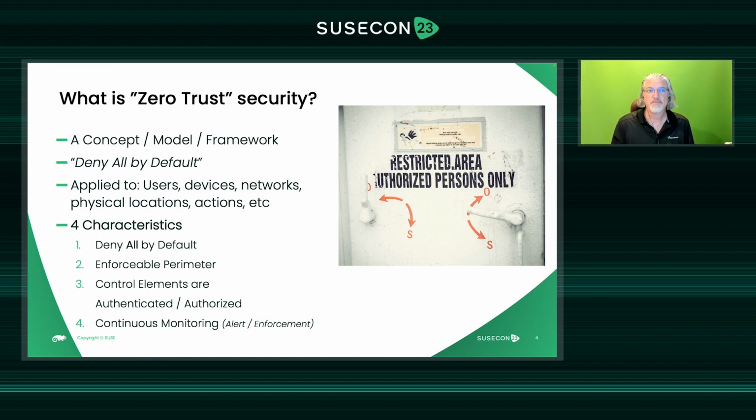deny by default, an enforceable perimeter, really a defined perimeter, like we know what gets in or out of this perimeter. You can even call it a gateway, like a firewall. If we deny all by default in a firewall, that means all the ports are going to be denied, and we have to specifically open ports to allow traffic to flow through that firewall. That would be an easy deny all by default, zero trust example.